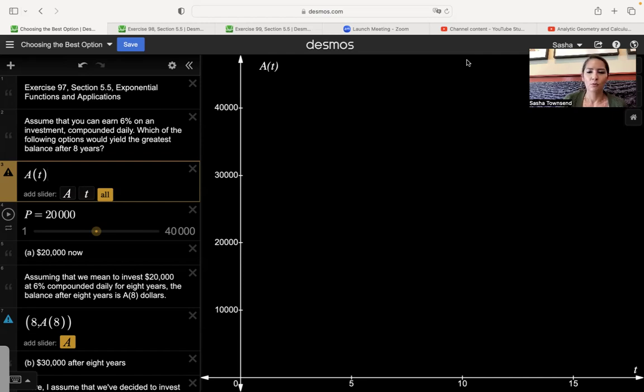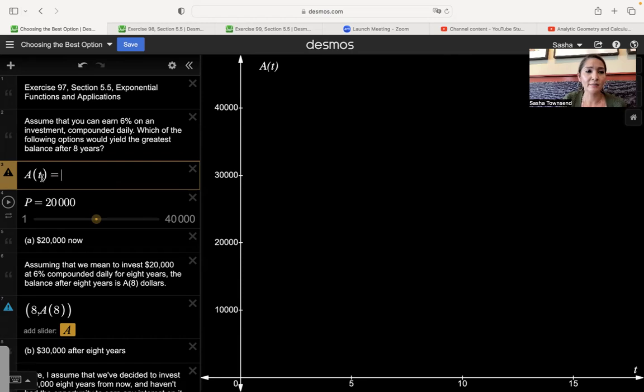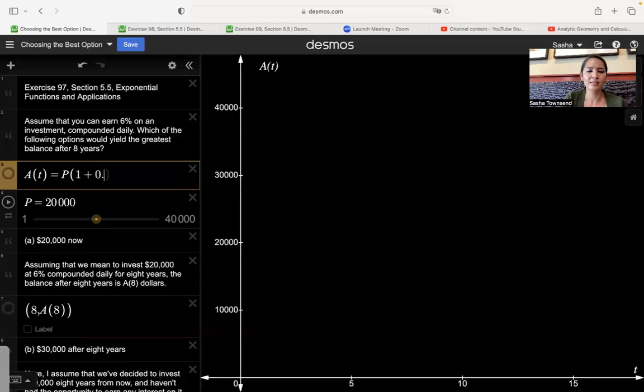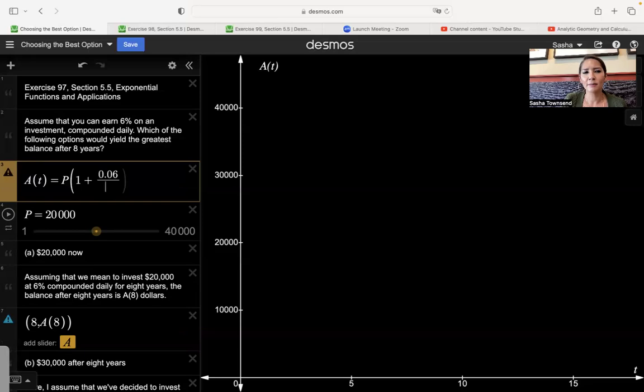So our account balance as a function of time, where time is given by t in years, is going to be that principal, that amount that you initially invest, times 1 plus the interest rate. In this case, we're told that our interest rate is 6%. So we type that as 0.06, divided by the number of times that we're compounding interest every year. And since we're compounding daily, there are 365 days in a year. So we'll have a 365 in the denominator.